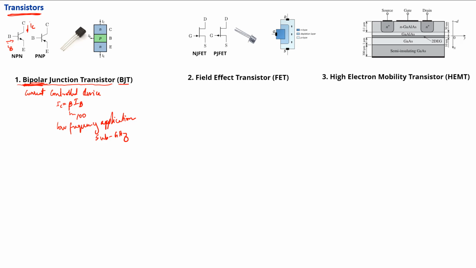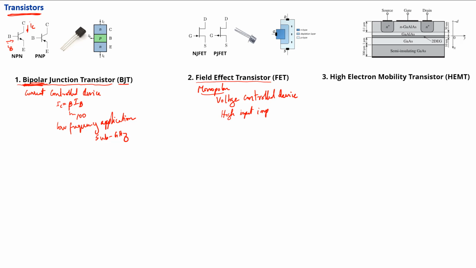The second kind is the field effect transistor. Unlike the BJT, this is a monopolar device where the current is due either to the P channel, the holes, or to the electrons. There are no both P and N semiconductors there. In essence, this is a voltage controlled device, and it has a very high input impedance.